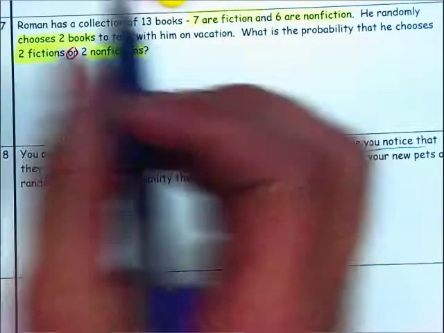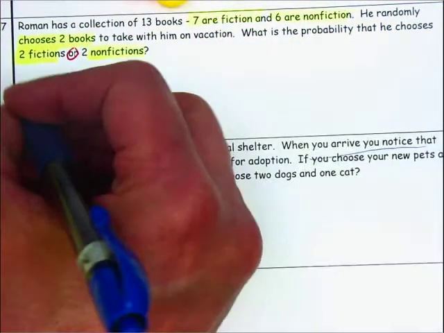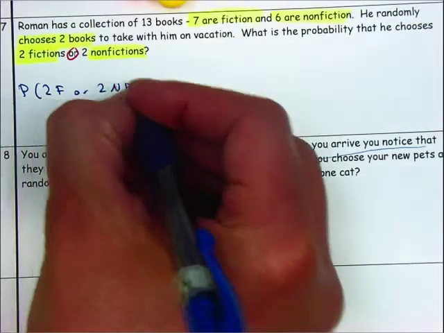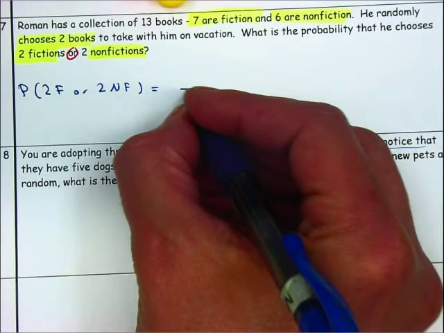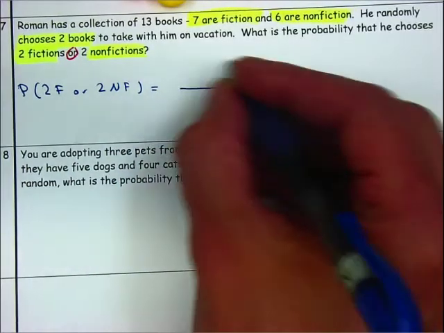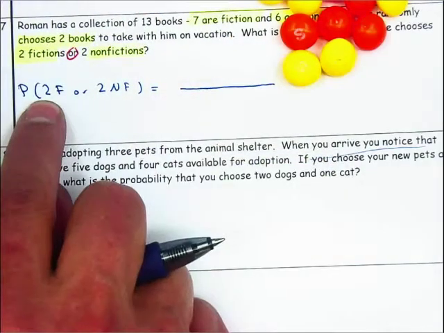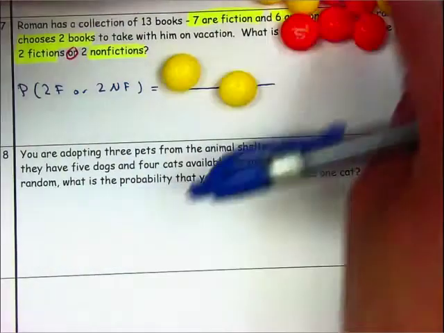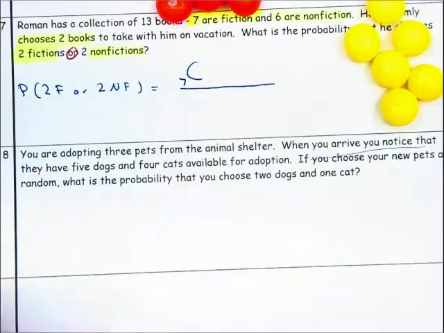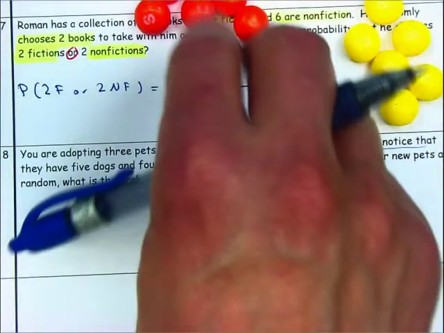In this case, we're going to have to use the choose. So you have the probability of 2 fiction or 2 non-fiction. The numerator is going to be different from the problems we were doing before. The numerator is the ones that we want. We want 2 fiction. How many fictions are available? 7. And how many do we want to choose? 2. So 7 choose 2.